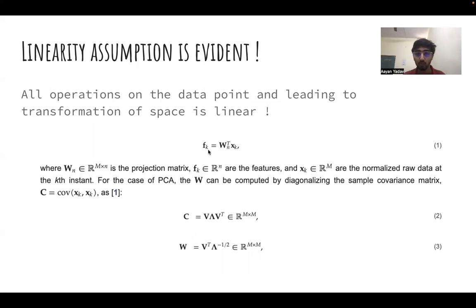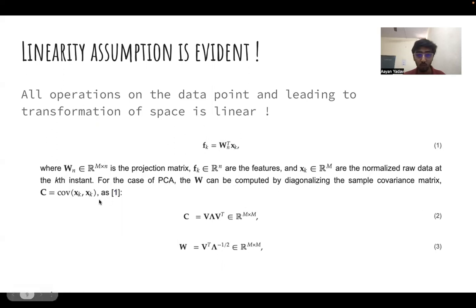And then we can choose the most important features. Here, Wn is a projection matrix, F are the features, and X are the normalized data, raw data at the kth instant. So what do we do in PCA? How is this linear transformation PCA?